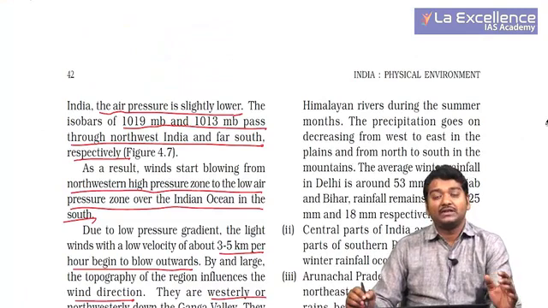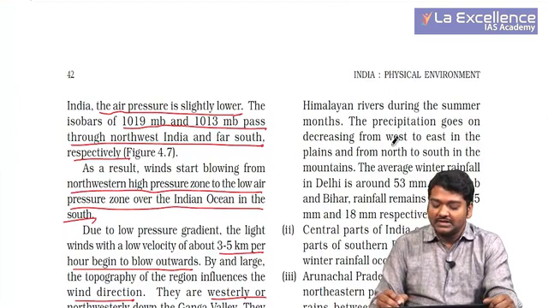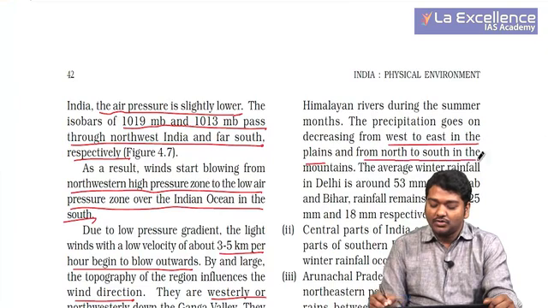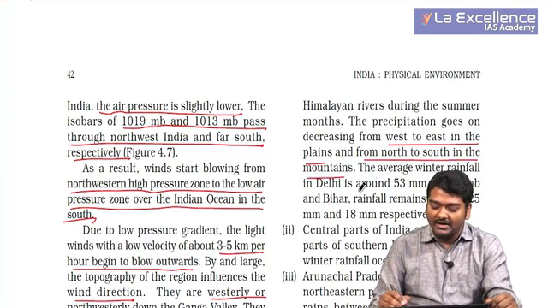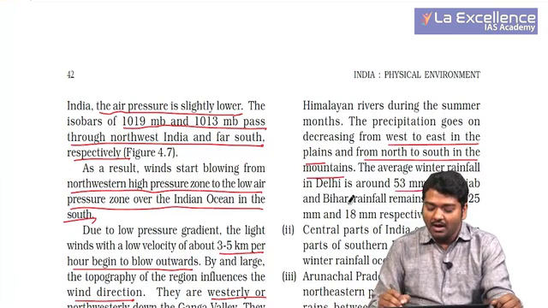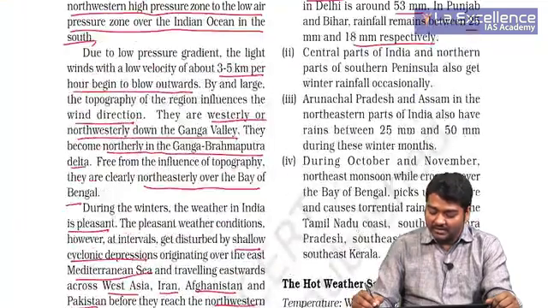This is what you need to understand. We say that the Himalayan rivers are perennial mainly because of this. The precipitation goes on decreasing from west to east in the plains and from north to south in the mountains. The average winter rainfall in Delhi is around 53 millimeters. In Bihar, it may reduce to 25 and 18. Very, very important for us.